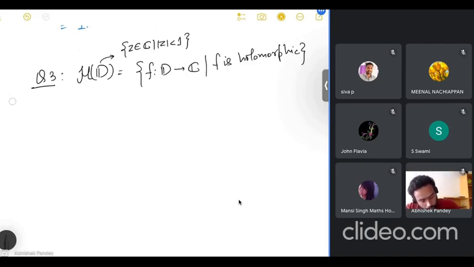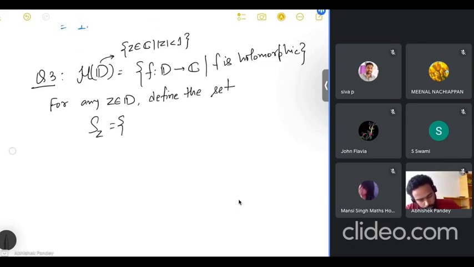So for any z belongs to the unit disk, define the set Sz, which is basically equal to f belongs to HD such that f of z is equal to 0. So just see this one, Sz for each z.